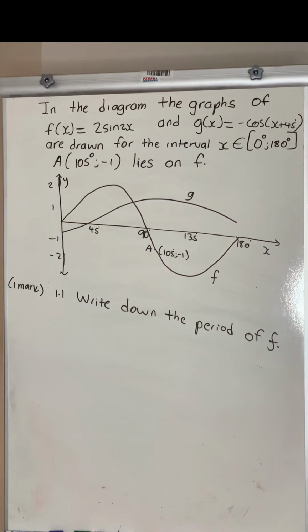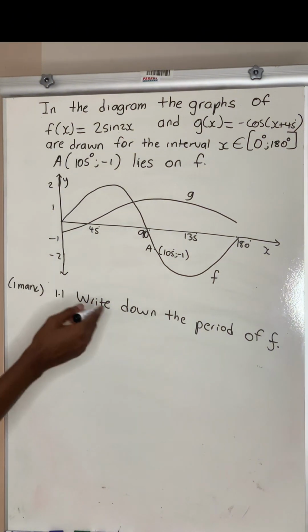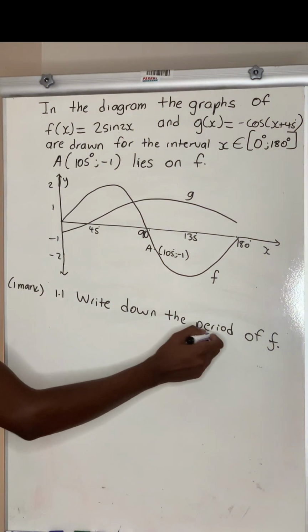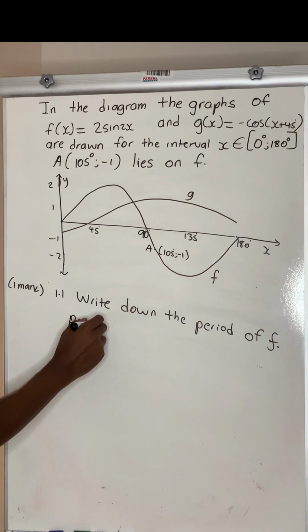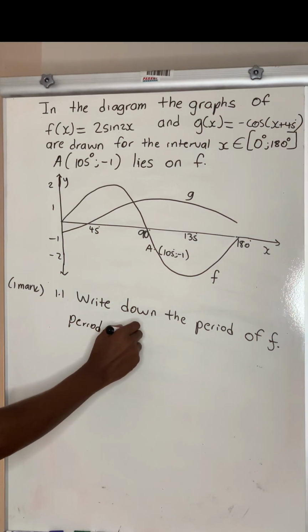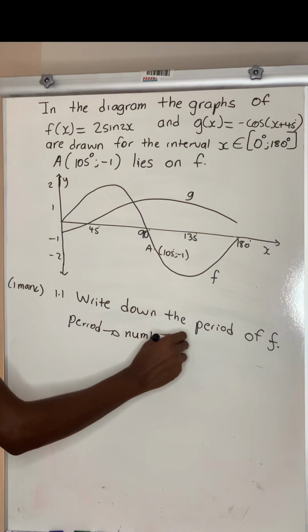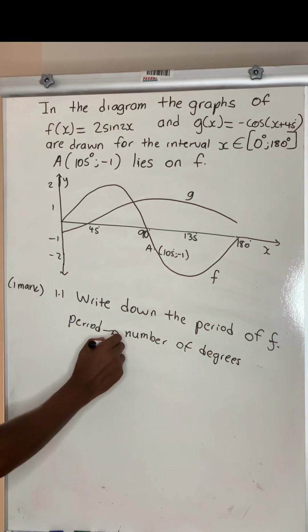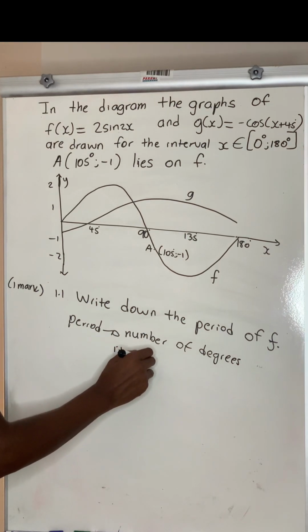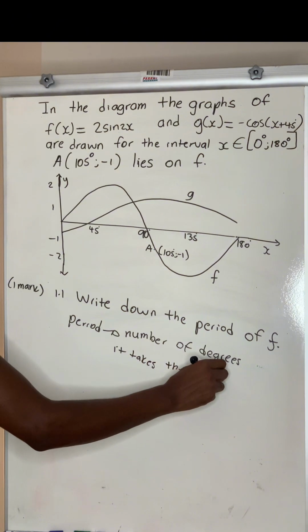So the first question for 1 mark says, write down the period of f. So basically, what is the period? This is the key word. The period is basically the number of degrees it takes the function to repeat itself.